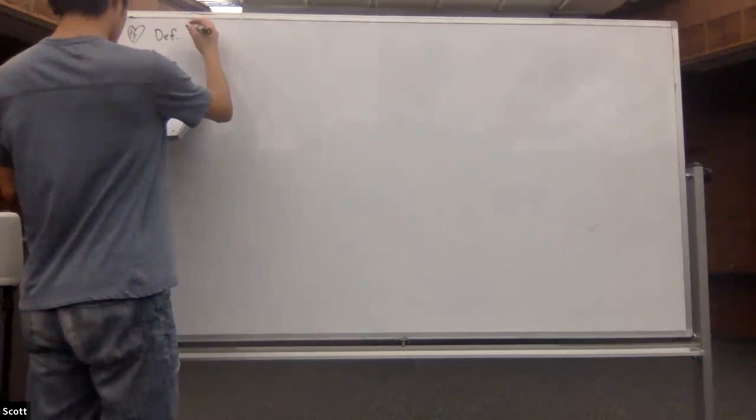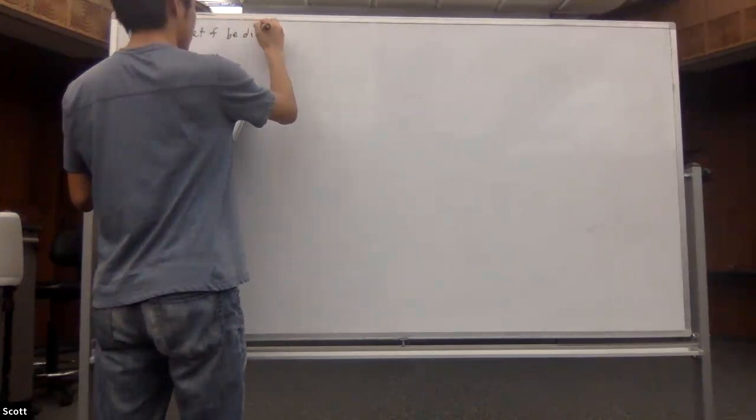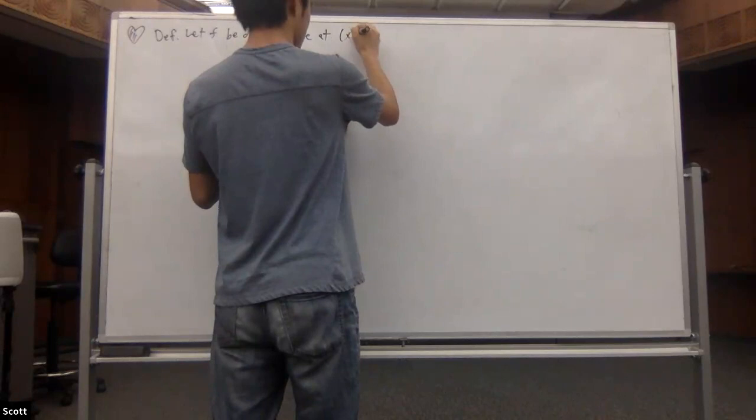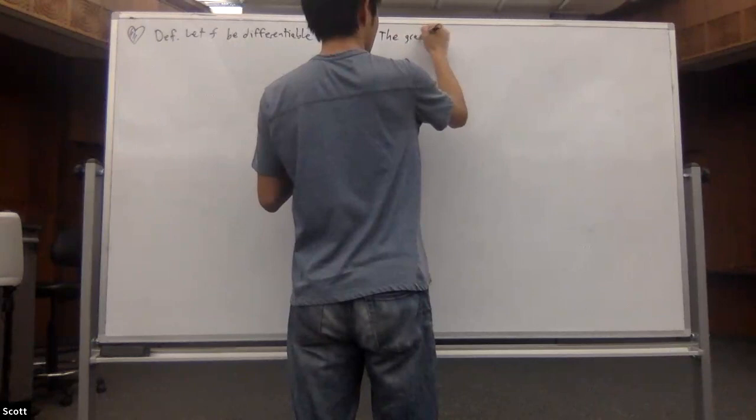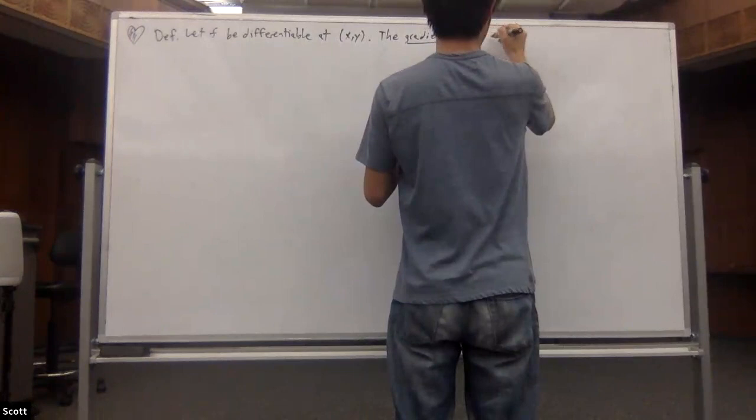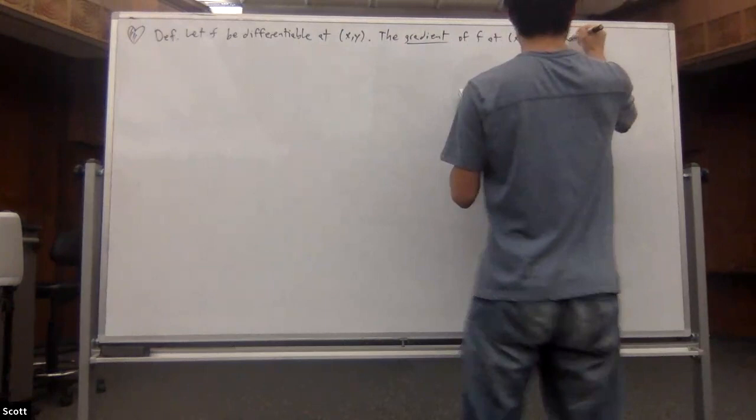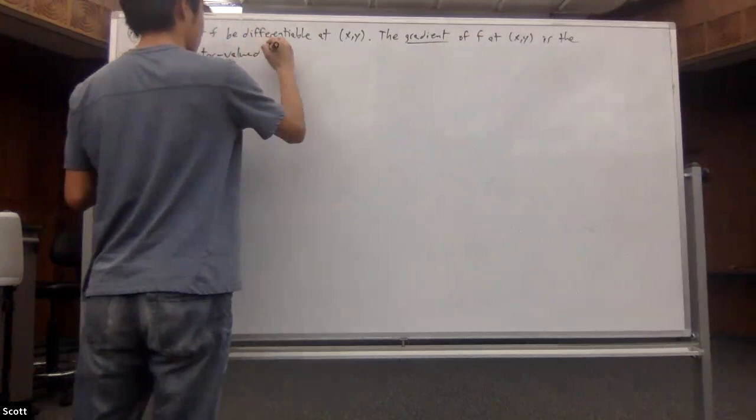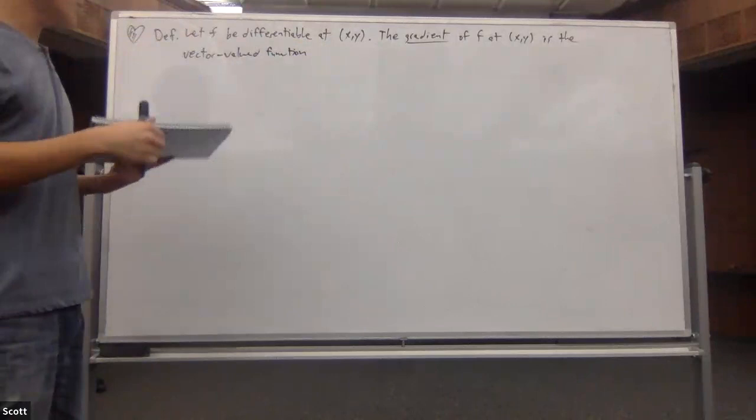So we're going to let f be differentiable at (x, y), which is some point. So the gradient of f at this point (x, y) is, and now we're going to start invoking some chapter 13 material, a vector valued function. Everyone remember what that is? A vector where the individual components of that vector are scalar valued functions.